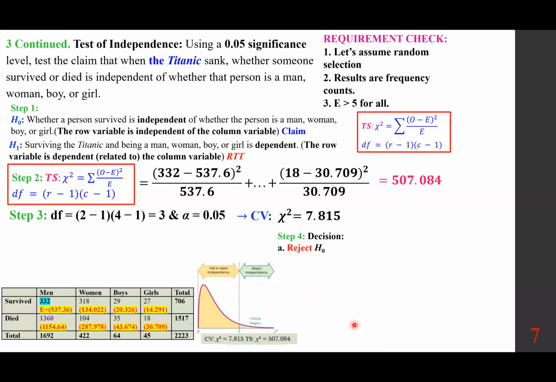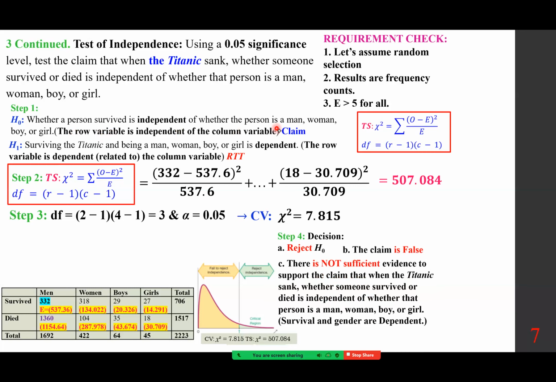That means you're rejecting the claim. That means you're rejecting independence. So the claim becomes false, and there is not sufficient evidence to support the claim that when the Titanic sank, whether someone survived or died is independent of whether that person is a man, woman, boy, or girl. In short, survival and gender are dependent. That's the same thing as saying what we just did.